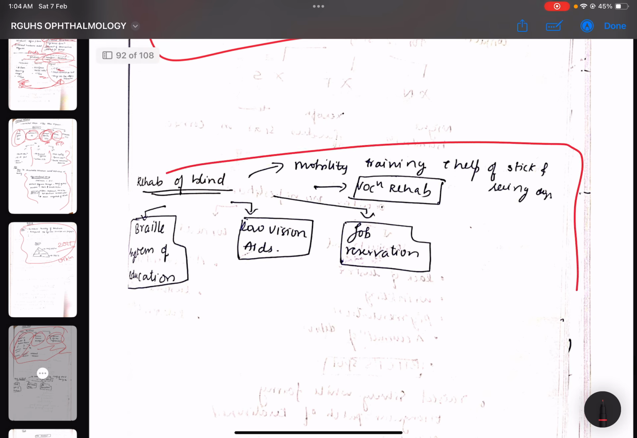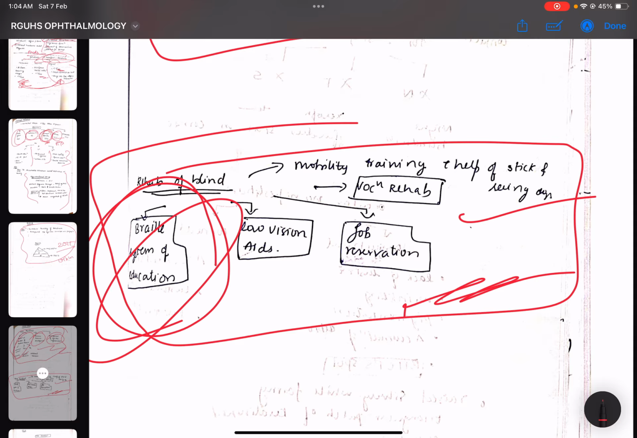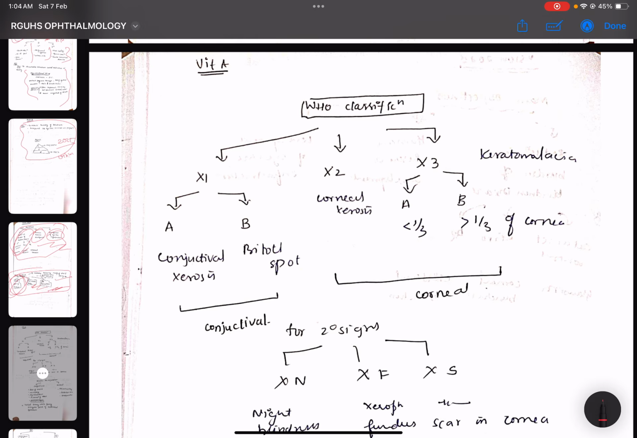And this is how you do rehabilitation of the blind. Obviously, one thing we all remember is job rehabilitation, and you also have to give occupational rehabilitation and the Braille system, because they need to study. And if there are any media where you can provide them vision, obviously you need to talk about that also. And vitamin A classification is a very important thing.